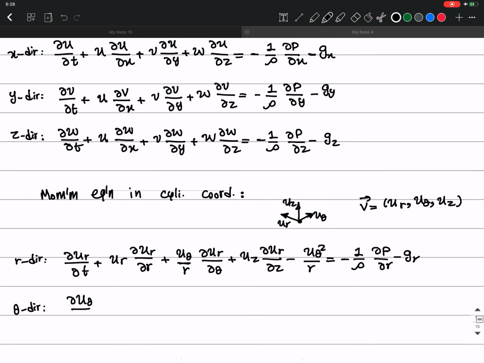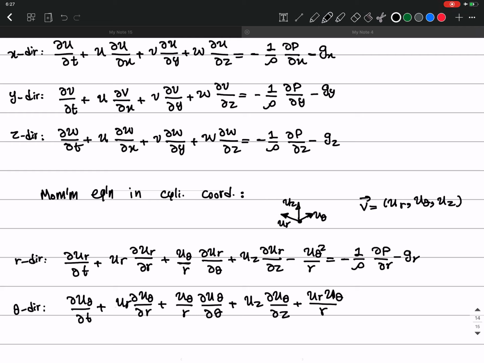And then in the theta direction, it's going to be partial u theta over partial t plus ur partial u theta over partial r plus u theta over r partial u theta over partial theta plus uz partial u theta over partial z plus ur u theta over r equals to minus 1 over rho partial p over partial theta minus g theta. Okay, so this is in the theta direction.